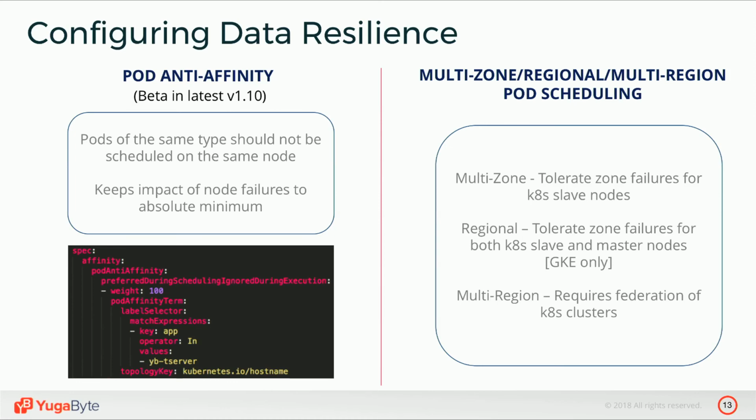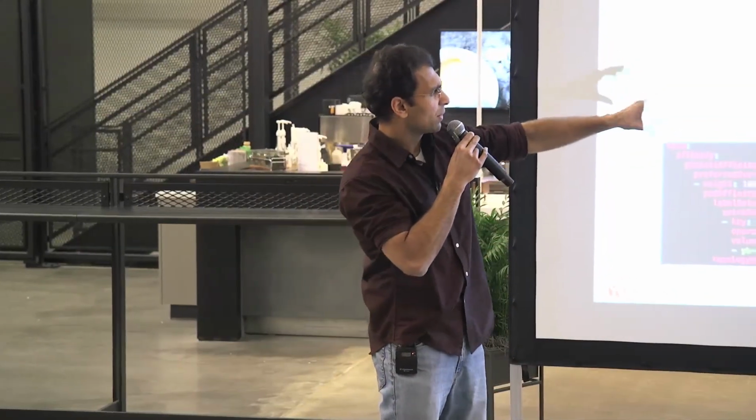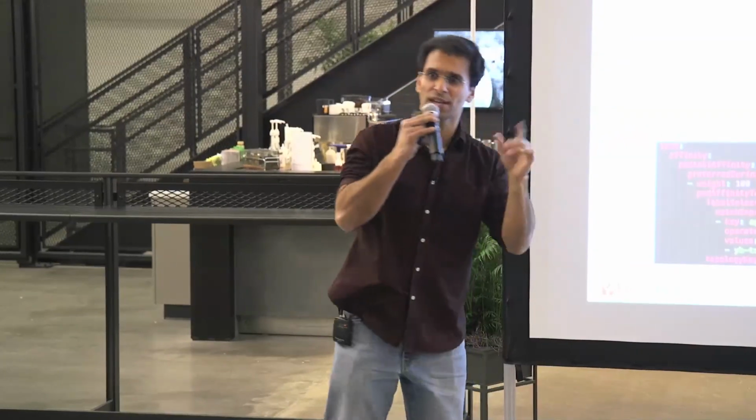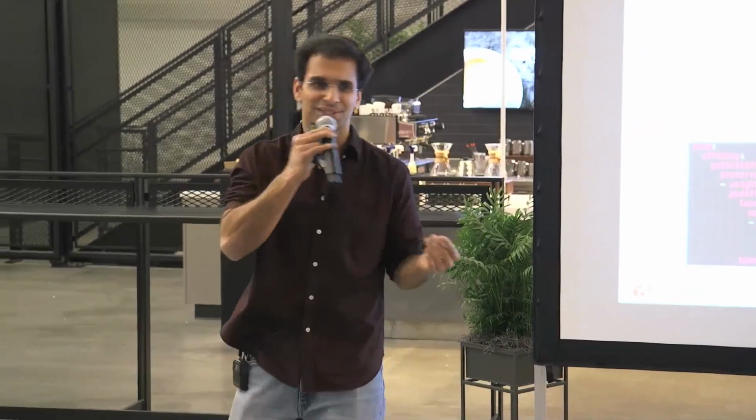Yugabyte can run multi-zone, multi-region, multi-cloud. It's a database that you can run on-prem, on-cloud, hybrid, all of these deployments, right? But we're working with the community to figure out how to achieve this in a Kubernetes-native fashion. Now, some of this is about the Google Kubernetes Engine, GKE.